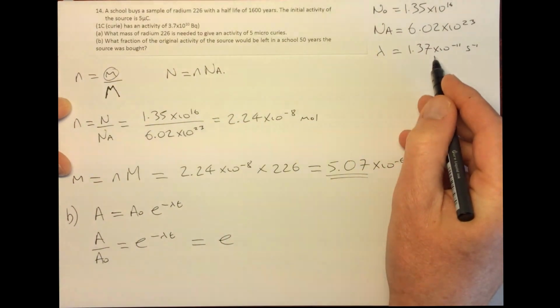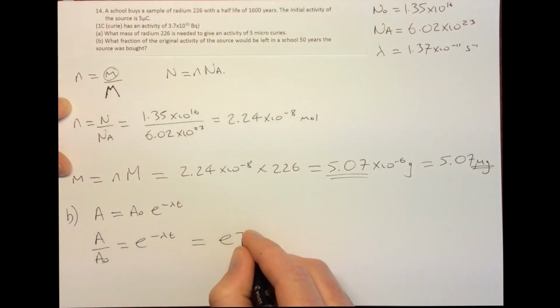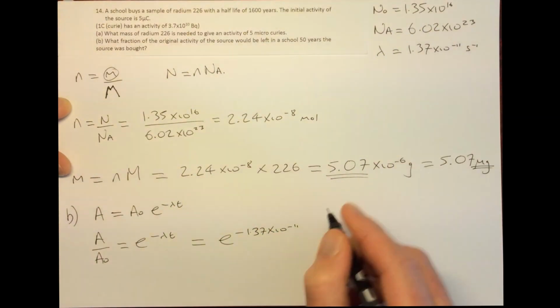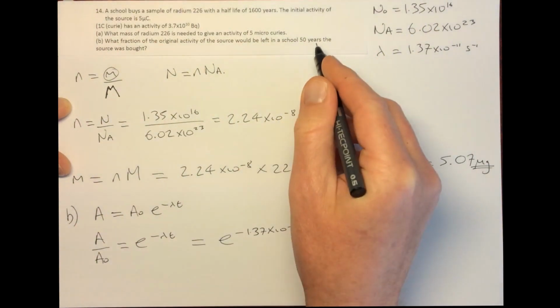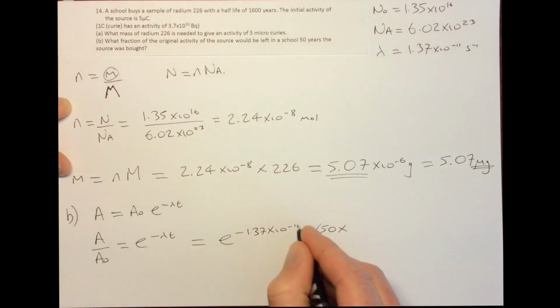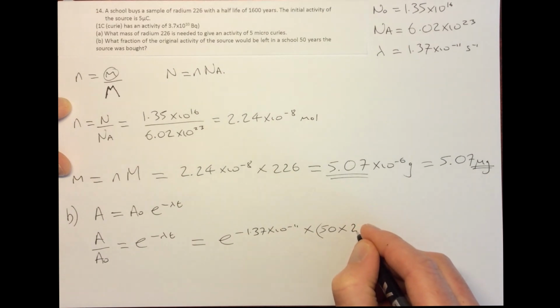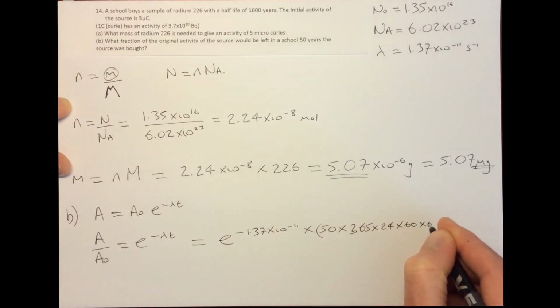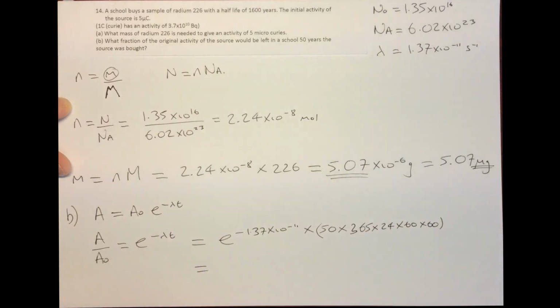We already know the decay constant, but remember that's in per second, so you've got to be careful here. We're going to multiply this by the time, which is 50, but because it's years, we've got to change that into seconds because this is per second. So we're going to multiply by 365 times 24 times 60 times 60. And that's going to give us our answer.